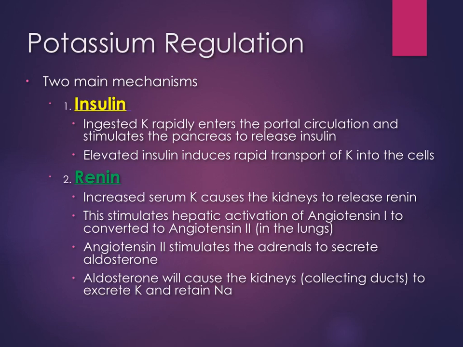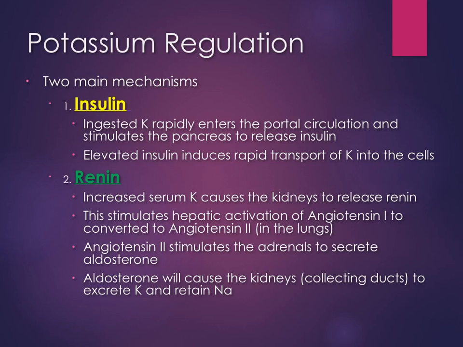Now, there are two main mechanisms for the regulation of potassium in our bodies. The first is insulin. As we take in K as a part of our diet, it rapidly enters the portal circulation, and this stimulates the pancreas to release insulin. Elevated insulin induces rapid transport of potassium into the cells. This is through a process called facilitated diffusion. As insulin activates the cells to allow glucose to go in, potassium more or less rides on the coattails of glucose and sneaks into the cell that way.